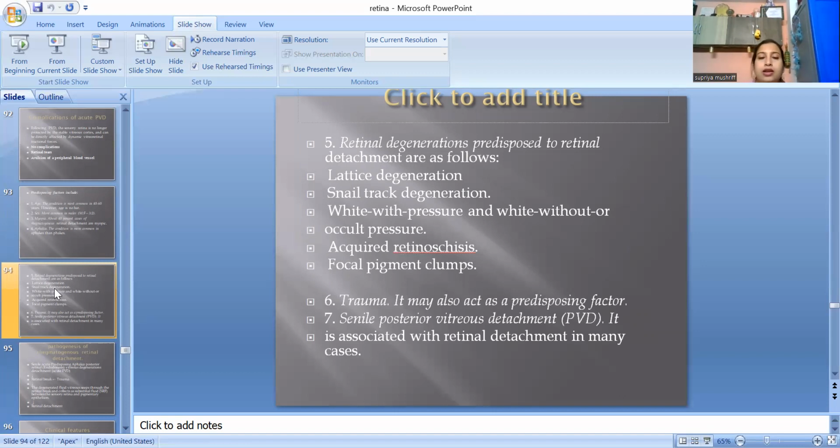The degenerations like lattice degeneration, retinal hole, horseshoe tears, white with pressure, and retinoschisis are peripheral retinal degenerations which can cause RD and hence need treatment. Whereas other retinal degenerations like cystic and senile degeneration do not need any treatment because they do not cause any rhegmatogenous RD. Another cause of rhegmatogenous RD is trauma. It may also act as a predisposing factor for rhegmatogenous RD. And then there is senile posterior vitreous detachment. It is associated with retinal detachment in many cases.